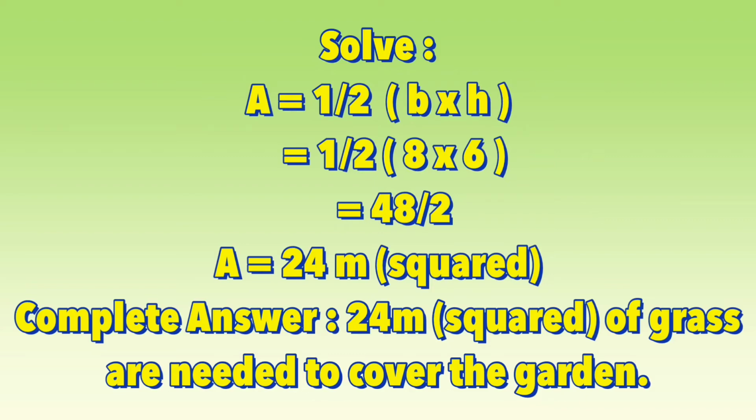Then we multiply 8 times 6 equals 48, times 1/2. The same, we have 48 divided by 2, we have 24 square meters, the area of the triangle. Our complete answer for this problem: 24 square meters of grass are needed to cover the garden.